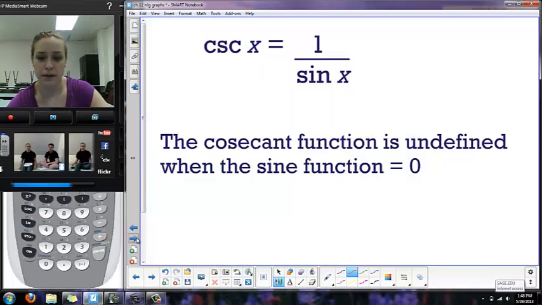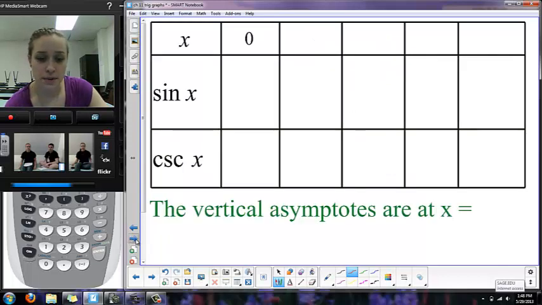Okay, so here's what I mean. Cosecant x is 1 over sine of x. So the cosecant function is undefined when the sine function is equal to 0. That makes sense because you can't have a 0 in the denominator of a fraction. Okay, so let's see. I think that Ms. Tompkins went through and drew out all of these. So let me see. She probably did 0, pi over 2.